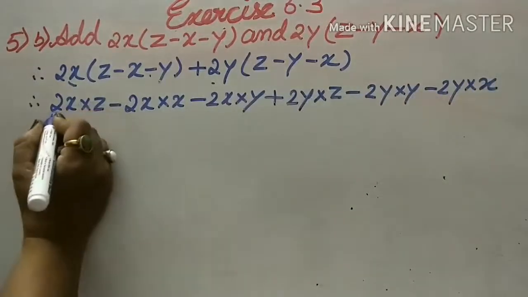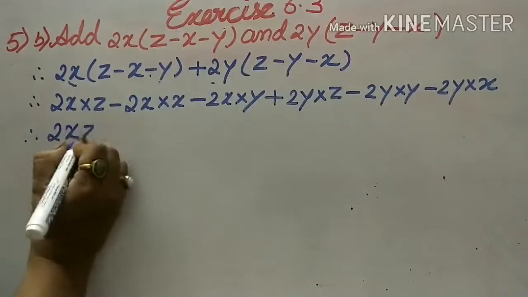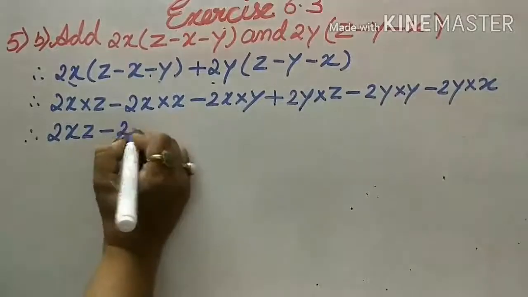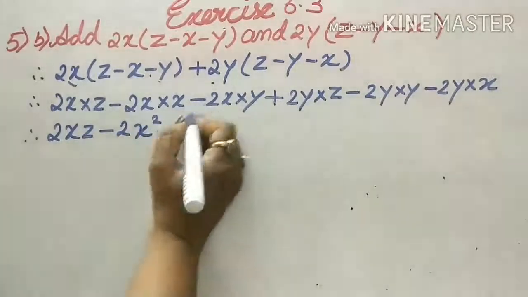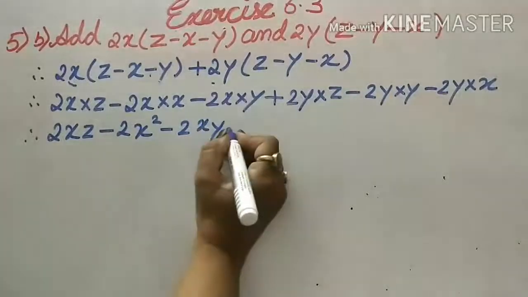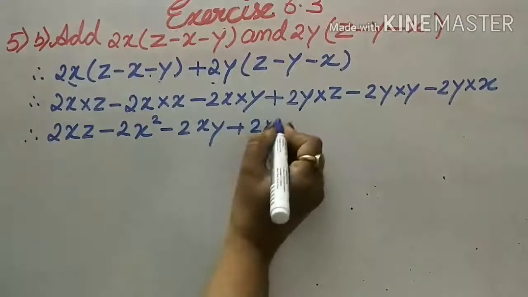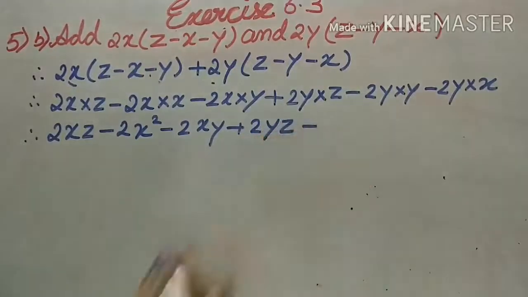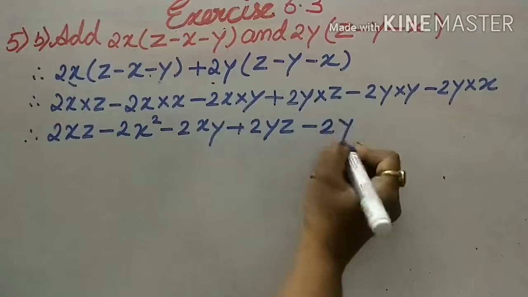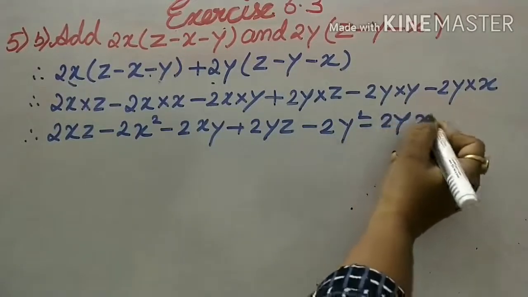Therefore, multiply this. 2x into z, 2xz, minus 2x into x, it is 2x square. This minus sign, 2xy plus 2y into z, 2yz minus 2y into y, 2y square minus 2yx.